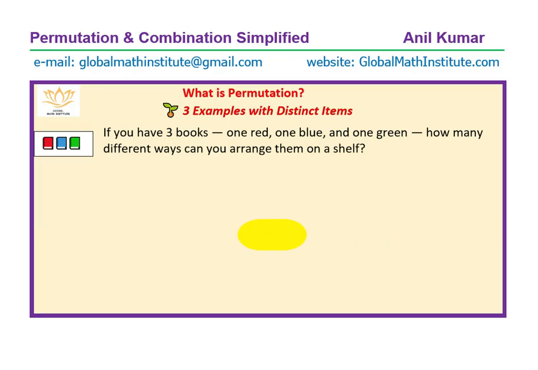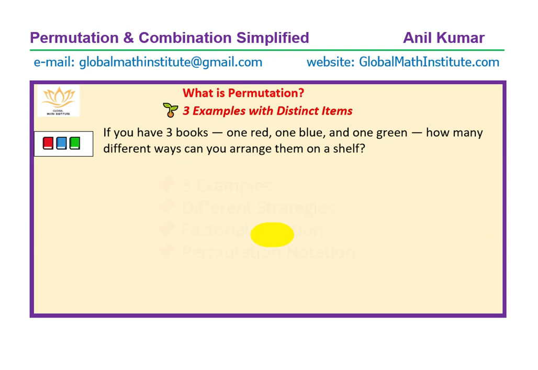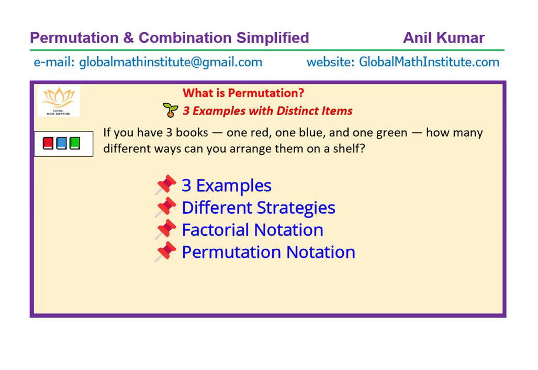In this playlist, we'll discuss everything you need regarding permutation and combination. So let's begin with understanding what is permutation. With the help of three examples, we'll also discuss two notations, one factorial notation and the other one permutation notation itself.